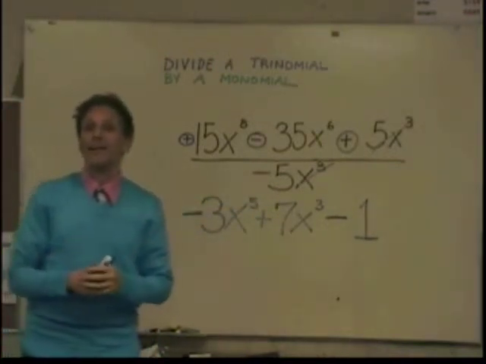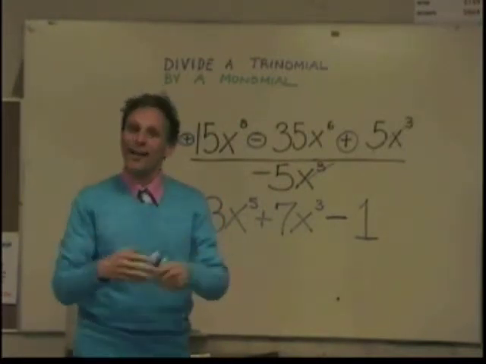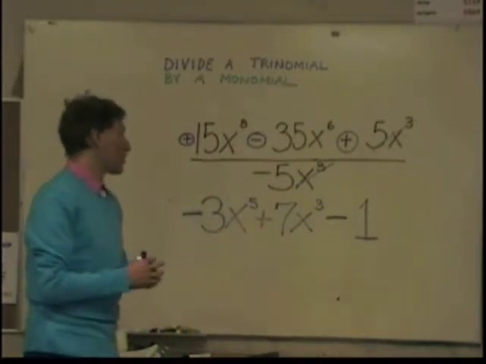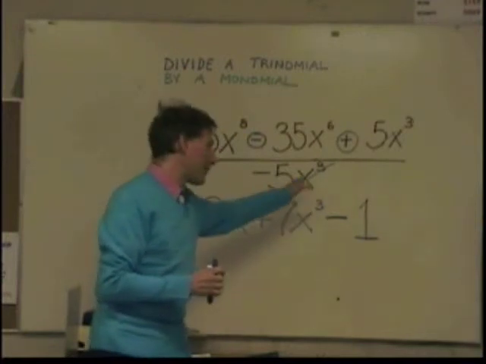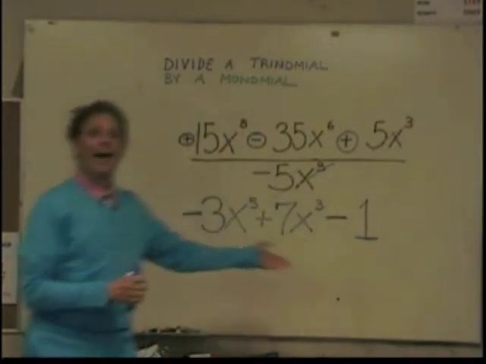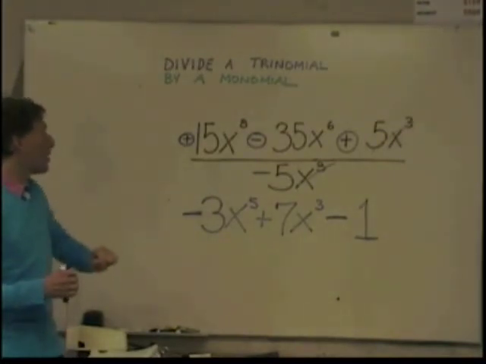So when you had division by a negative on the bottom, all the signs on top changed, but it's the same procedure. And please don't forget that 1 at the end. When it cancels completely, you still need to put the 1. And that's how you do dividing a trinomial by a monomial.